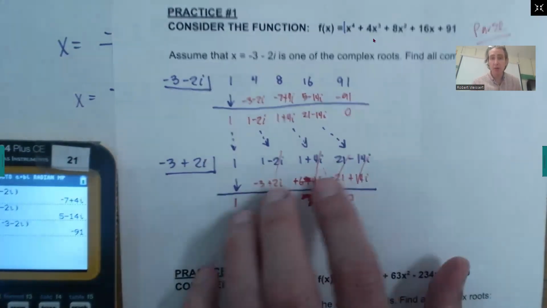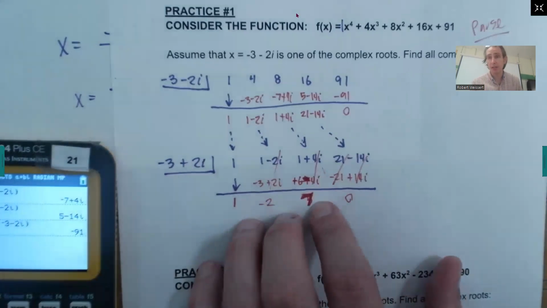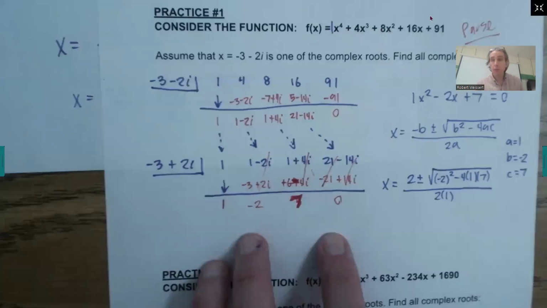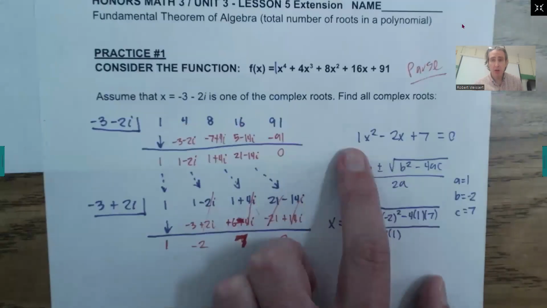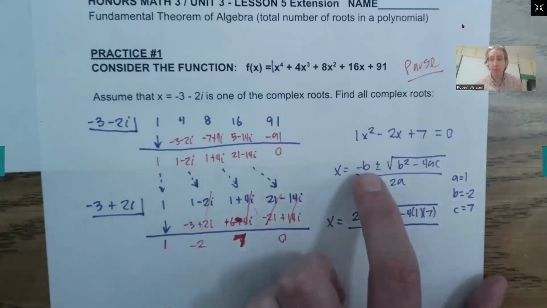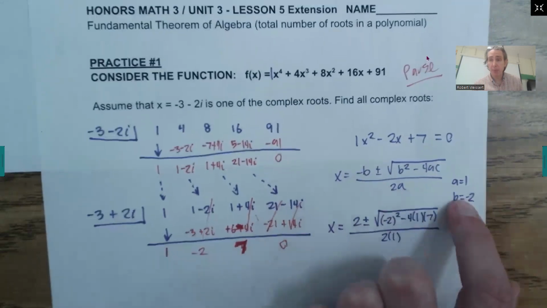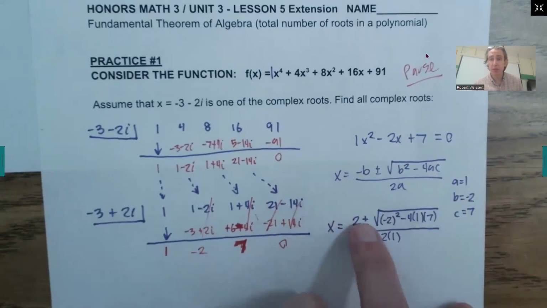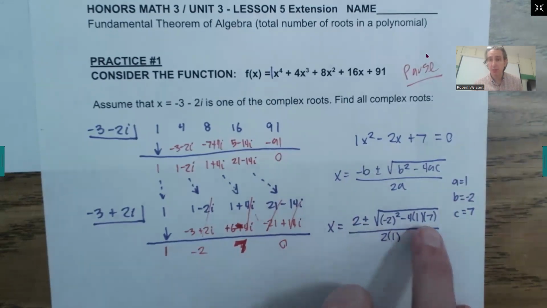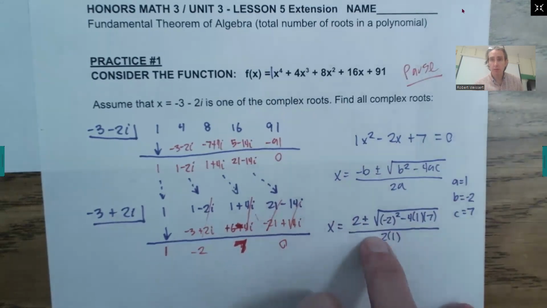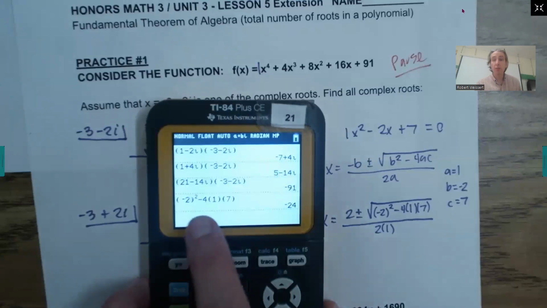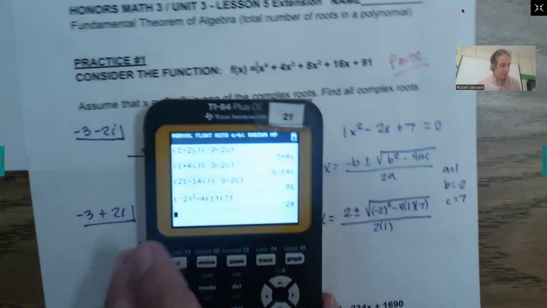Pause the video, solve it using the quadratic formula to get your other complex solutions. I identified my a, b, and c: 1, -2, and 7. I plugged them into the quadratic formula. The opposite of a negative is a positive, so 2 plus or minus the square root. You see how I'm using parentheses around my -2. -2 squared minus 4 times 1 times 7, all over 2 times 1. Calculate the number inside of the square root. In this case, it's -24.